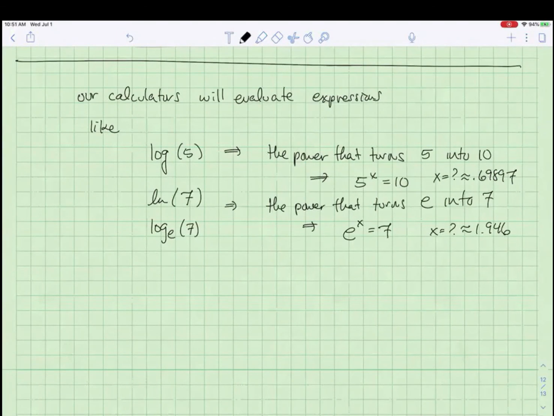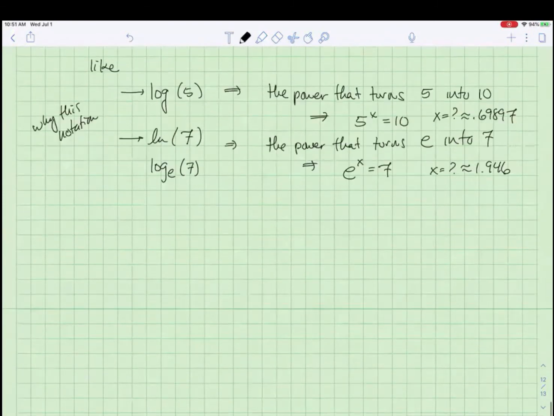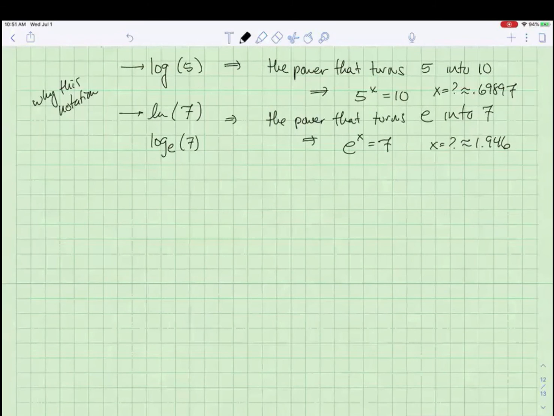So why this notation? Well, I should have talked about this earlier, and I'm kind of getting off on a tangent here, but how many of you know what the square root of 4 is? What's the square root of 4? Quick as you can. Go. 2. Good stuff. What's the square root of 16? Go. 4. What's the square root of 27?